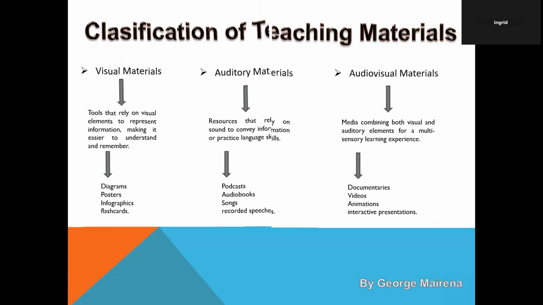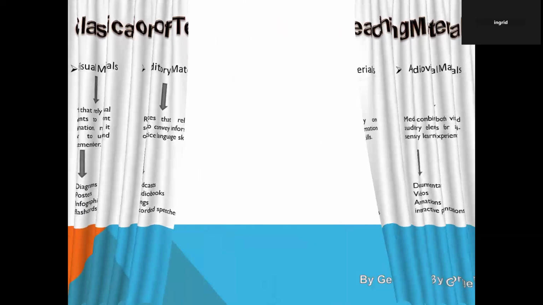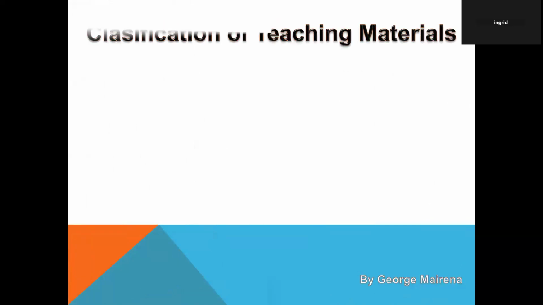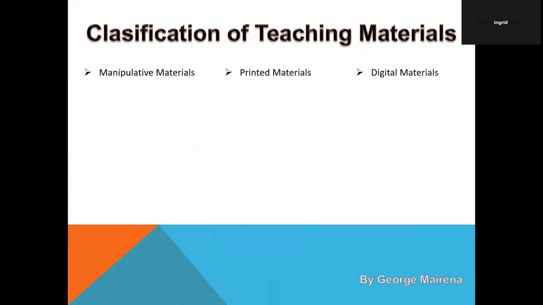Let's continue with the other types of educational materials that we have. So we have manipulative materials. What do you understand by manipulative? Maybe a doll. It could be a doll, for example, if I'm teaching toys, as I was telling you before.